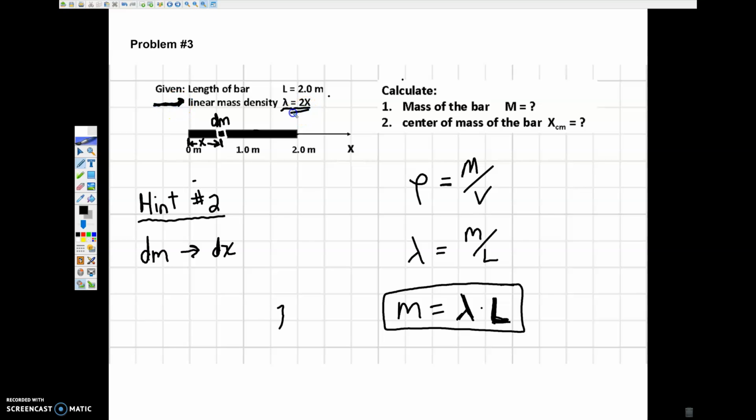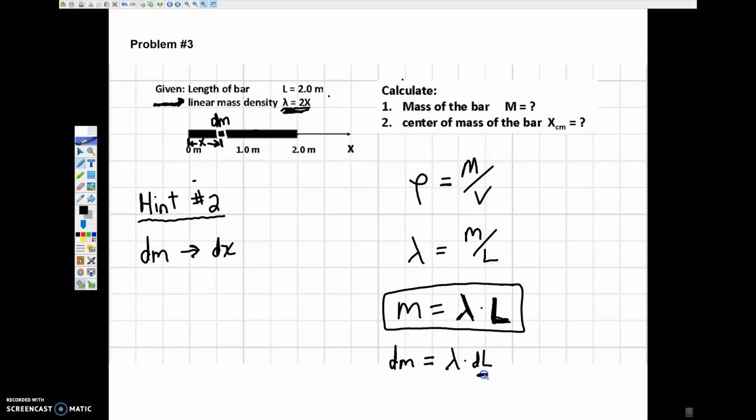It changes as a function of x. So this part of the rod doesn't have the same linear mass density as this part here. Each dm is going to have its own unique linear mass density value. So what we can say is that dm is equal to lambda times dl.